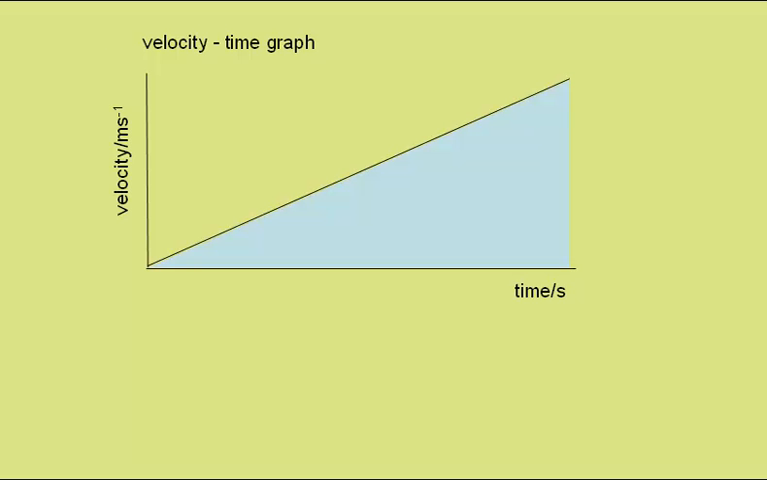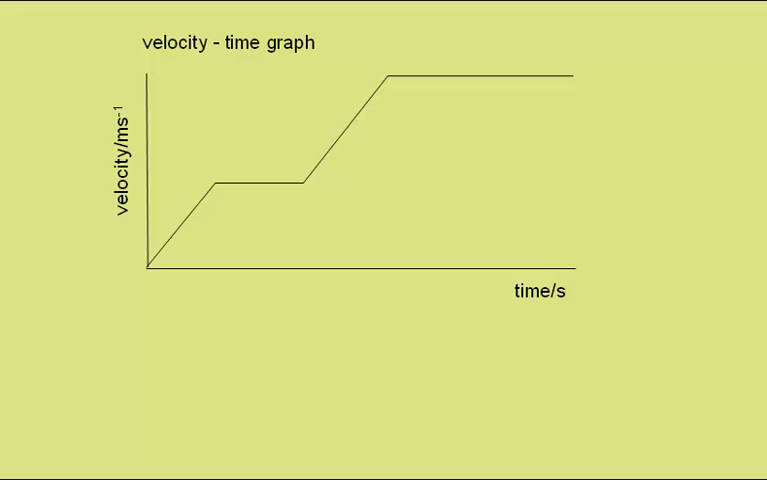If we have a velocity time graph something like this, we can just work out the area of the triangle. And remember, area of a triangle is equal to half times the base times the height. A more complicated shape, something like this, can normally be split into a series of triangles and rectangles, and just worked out separately.